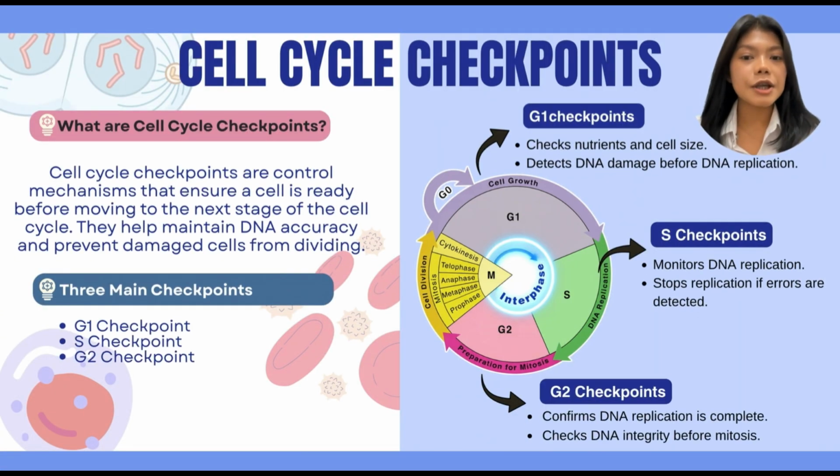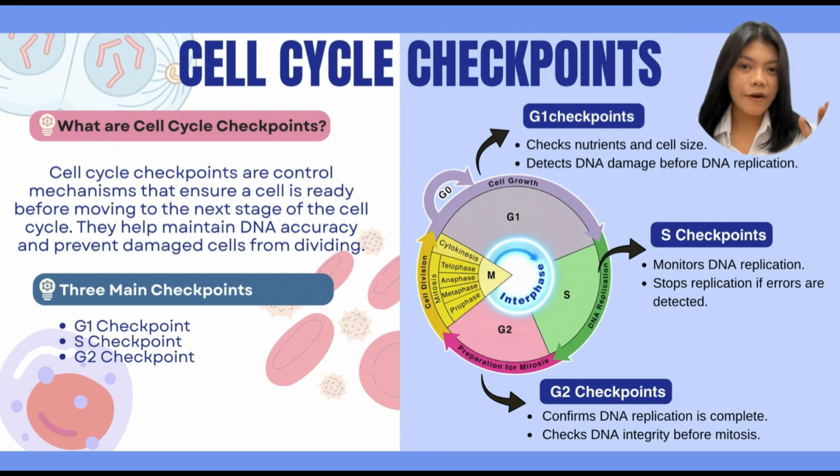Cell cycle checkpoints. What are cell cycle checkpoints? Cell cycle checkpoints are control mechanisms that assure a cell is ready before moving to the next stage of the cell cycle. They help maintain DNA accuracy and prevent damaged cells from dividing.